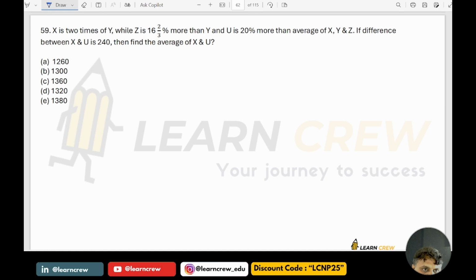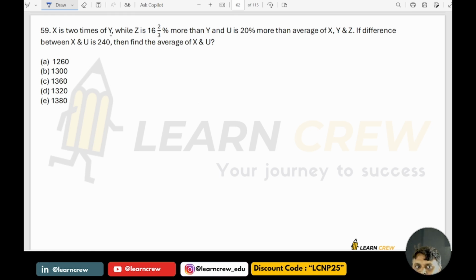Now question number 59. X is 2 times of Y, while Z is 16 2 by 3 percent more than that of Y, and U is 20% more than the average of X, Y and Z. If the difference between X and U is 240, then find the average of X and U. So if you see here, X is 2 times of Y, while Z is 16 2 by 3 percent more than Y.